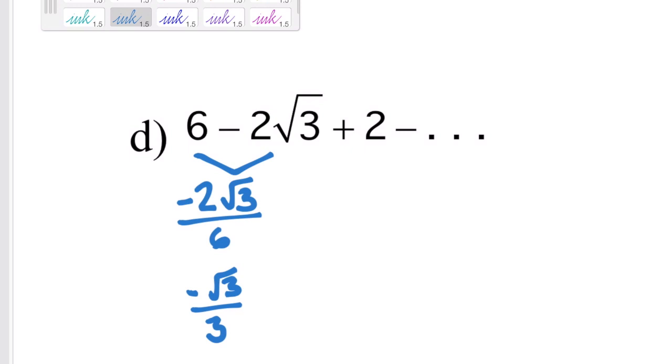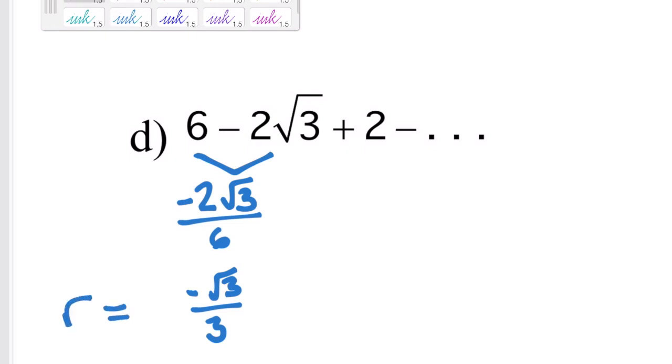I would reduce to √3/3. And then if I multiplied 2√3 by -√3/3, the square root 3's would turn into a 3, which would cancel out with the 3 on the bottom. The negative would turn into a positive, leaving us with just the 2. So this is r.